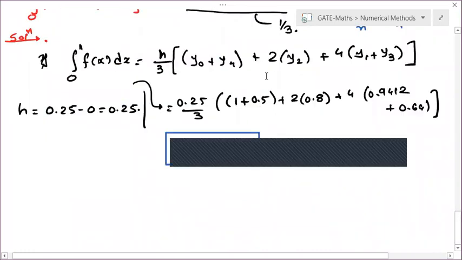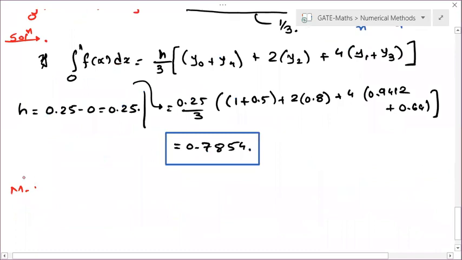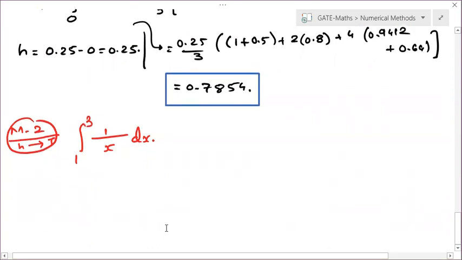Now let us see model 2. This was your model 1. Now, what is our model 2, students? They will give you h, and from h you have to construct the table. See, the integral from 1 to 3 of 1 upon x dx. This is your question. Evaluate by using Simpson's 1/3 rule by 2 equal intervals.